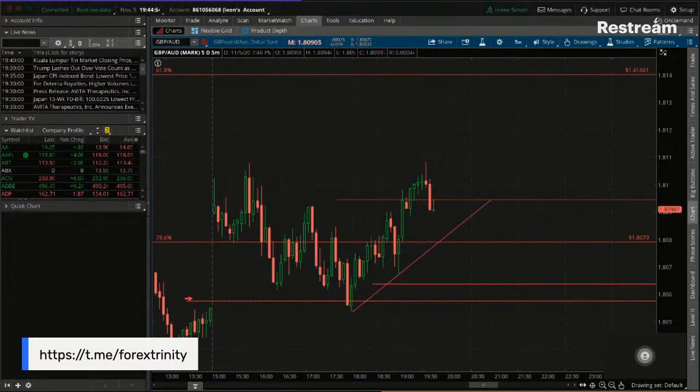Put in the chat though, I'm curious to see what pairs people like to trade. What's your favorite pair to trade and why? Mine is the pound Australia, this pair, because it moves 300 ticks a day. You can literally just trade for 15 minutes and be done for the whole day. You see that candle right here in the 5 minutes? This is out of here now.